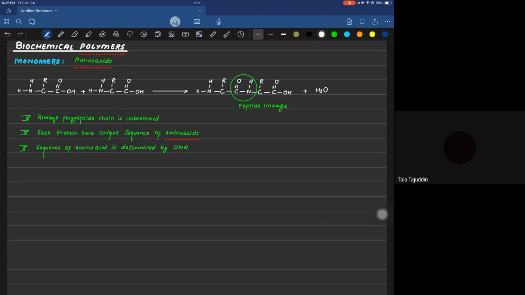So this is the biochemical polymer, and after discussing these, we need to do some topical past papers. Some of the questions we did, but some we have to do. But before going to discuss some topical past papers, there is another thing that we need to discuss: which one is biodegradable and which one is non-biodegradable polymer? Can you tell me?